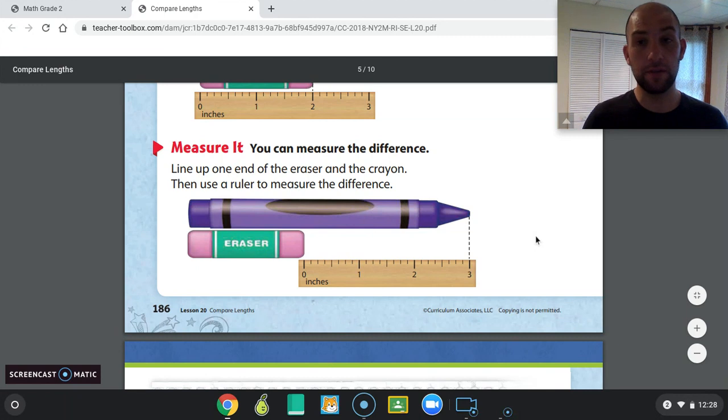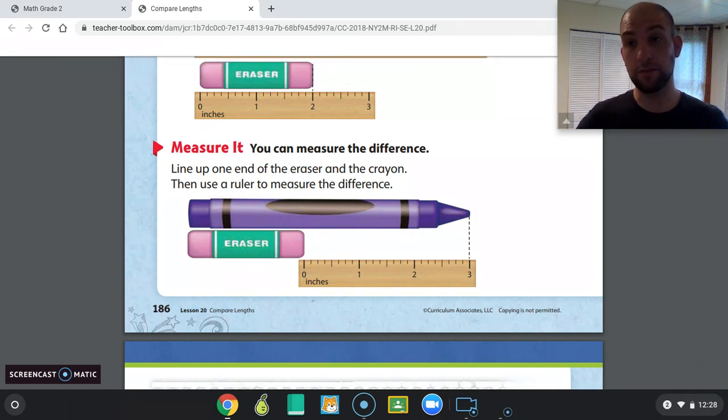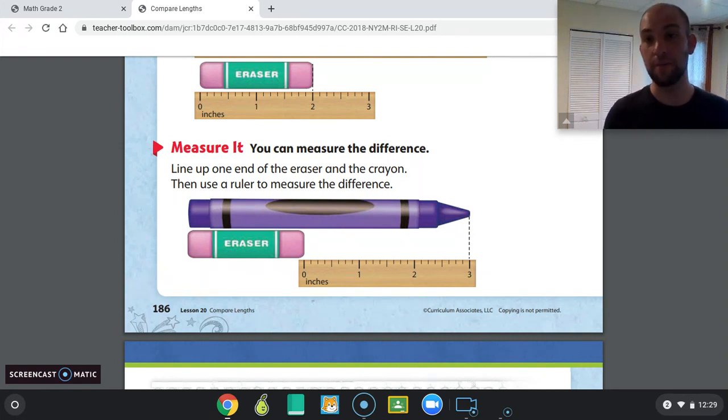Now, do you think that there's some instances where we would be measuring objects where we couldn't use this method, where we couldn't use this way of measuring? So think about that for a second. If you can think of a time when we would not be able to use that.